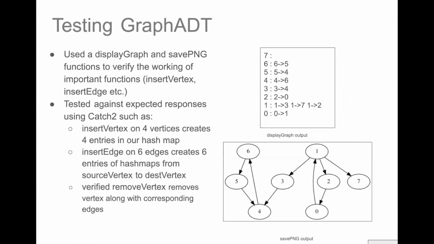Moving on. So we tested graph ADT using two important functions, display graph and save PNG. Display graph essentially displayed the graph as an adjacency list, while save PNG displayed the graph as how the graph would actually be drawn by hand. We also tested using Catch2 against expected responses. For example, insert vertex on four vertices should have created four entries in a hash map. We tested similarly for insert edge and remove vertex as well.